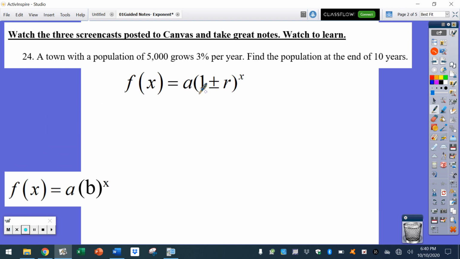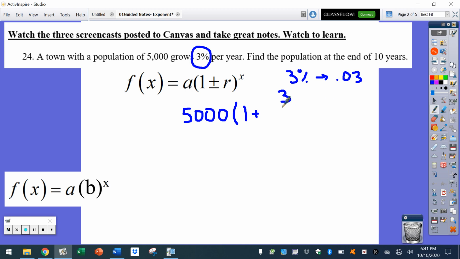And it says we have an initial amount with 5,000. The beginning amount, which is A, is 5,000. We're going to write down the 1, and since it's a growth, it's a plus, and it is growing at 3%. Be careful here. 3% is 0.03. For example, 30% is 0.30. A lot of students make a mistake there, so make sure you put 0.03 raised to the x power, which will be our time. X will be our time.